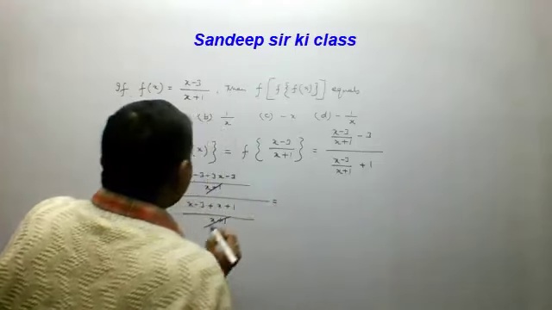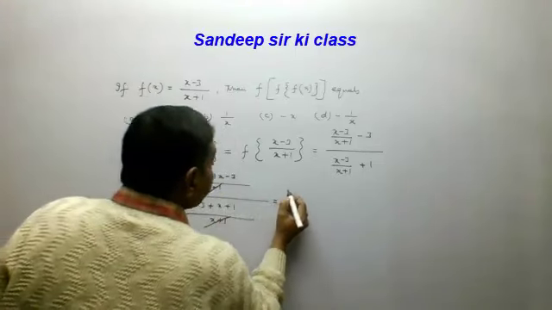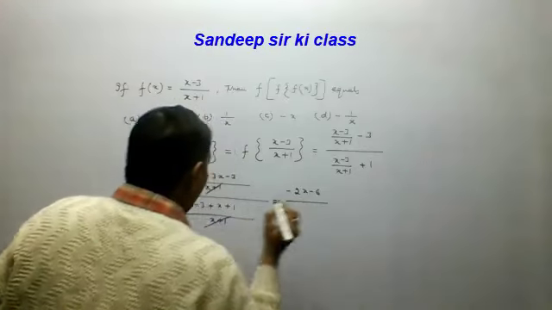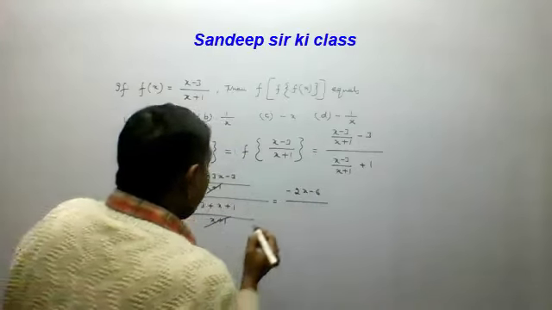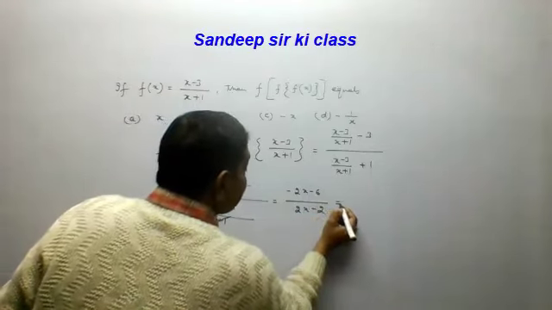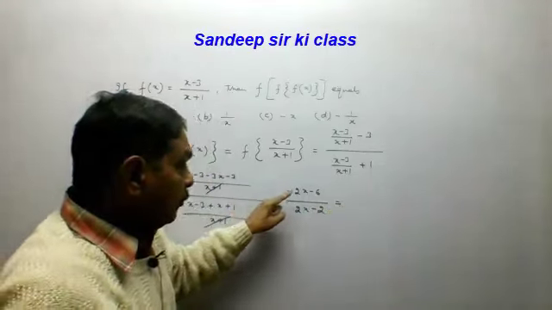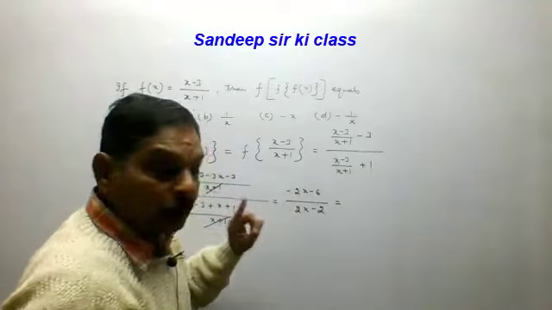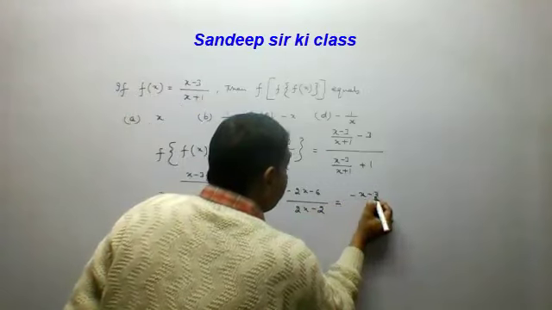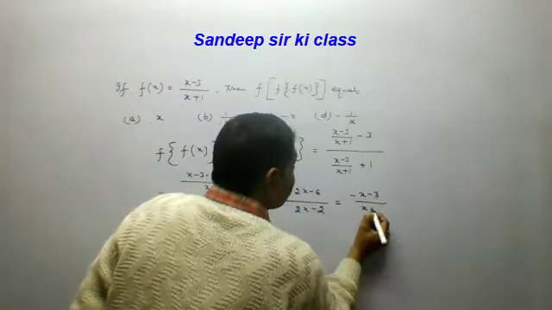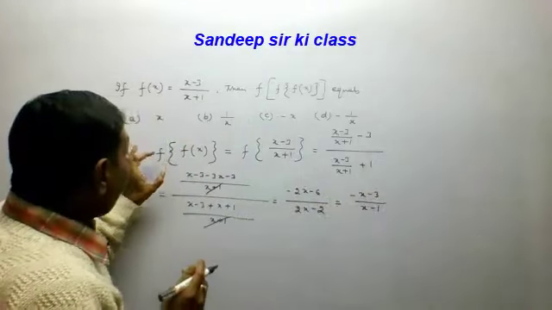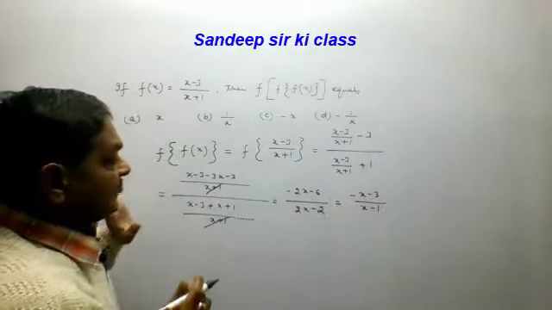This is equal to, simplifying, minus 2x minus 6 upon, here it will be 2x minus 2. This gives us, divide both numerator and denominator by 2. We obtain minus x minus 3 upon x minus 1. This we are obtaining the value of f of x.